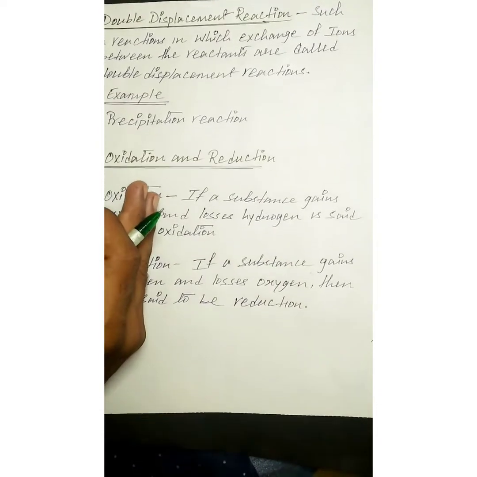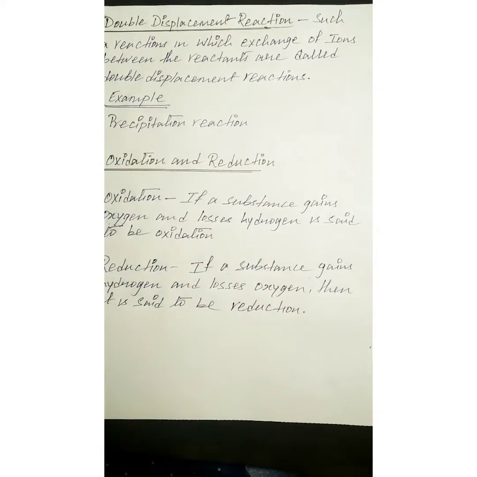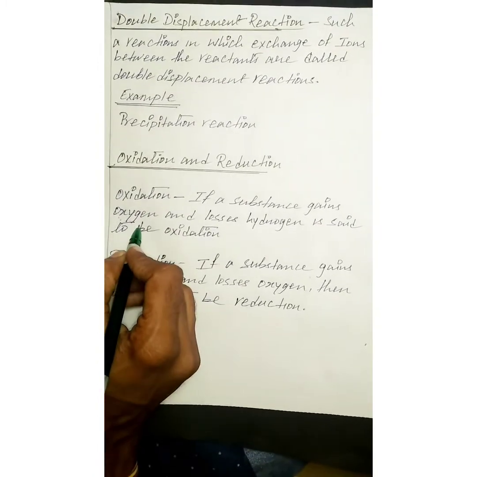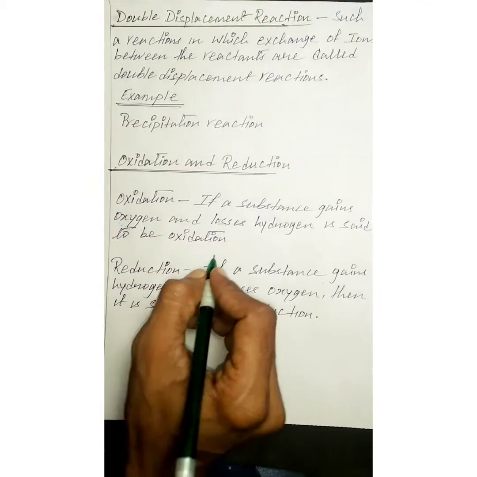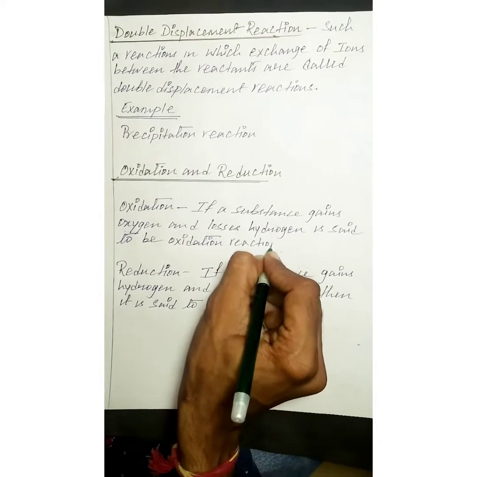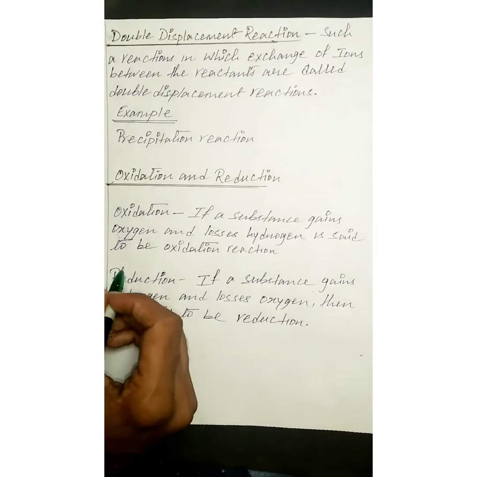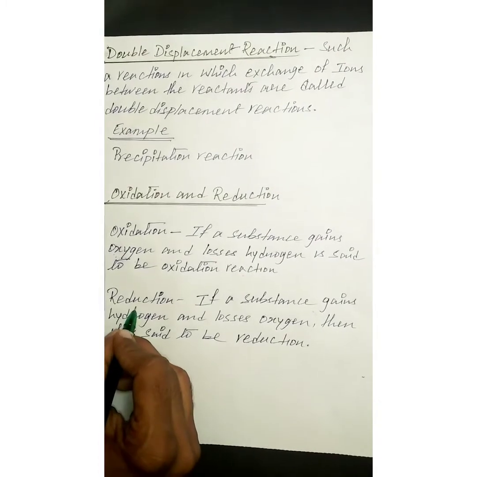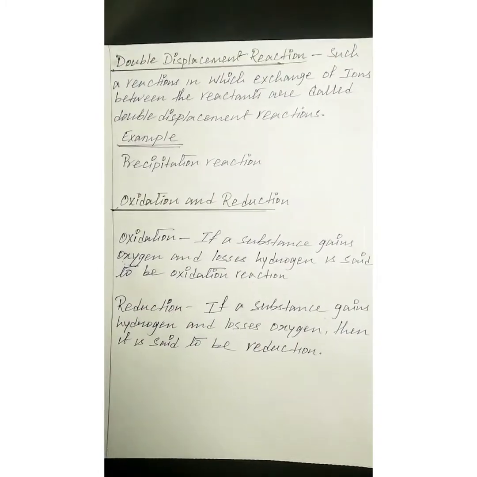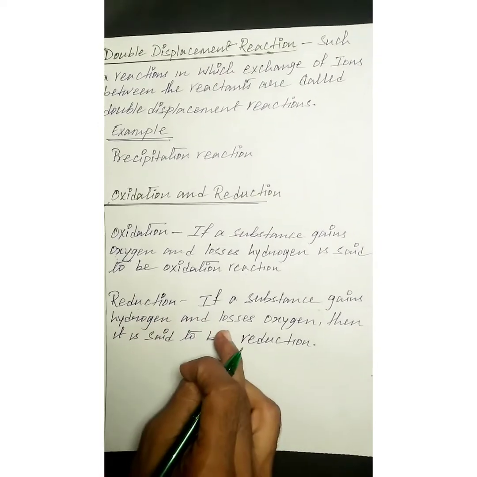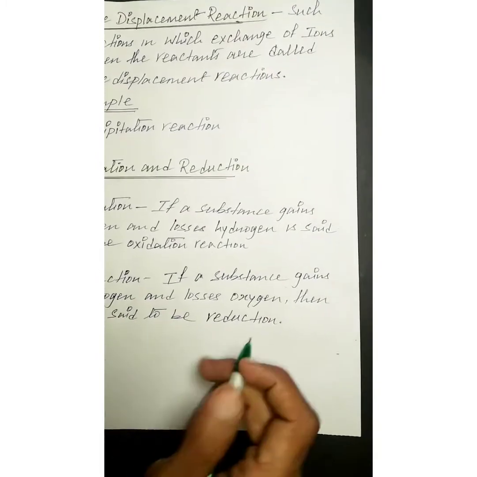Now moving on to the next reactions, oxidation. If a substance gains oxygen and loses hydrogen, it is said to be an oxidation reaction. At the same time, reduction is the reverse case: if a substance gains hydrogen and loses oxygen, it is said to be a reduction reaction.